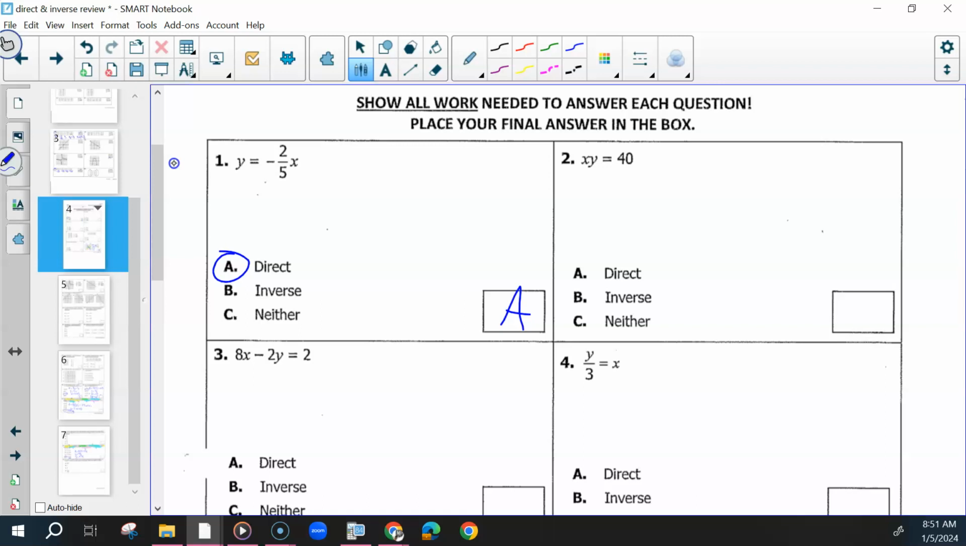Can we do 2? Now, this is not in your direct or inverse equation formats, but is it one of the ways we find k? Yes, which one? Direct or inverse? Inverse. K equals y times x. So without solving, you would know it's b. If you weren't sure, you could always solve for y, divide both sides by x, and you would see it's in the inverse format, so it would also be inverse. Other questions?